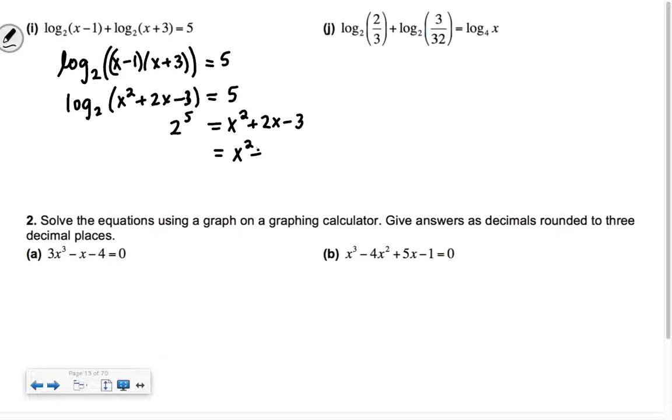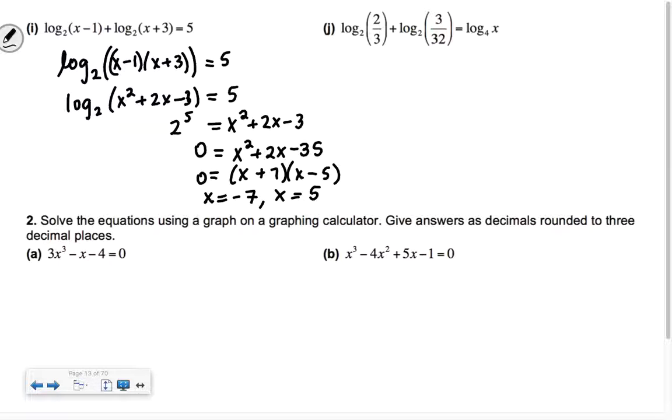So we have x squared plus 2x. What's 2 to the 5th? 32. So if I do negative 3 minus 32, negative 35. So we're there. You with me? I'm going speedily. Factor. We have 5 and 7. We need the plus with the 7 and the minus with the 5. So we have two answers. We have x equals negative 7, and we have x equals 5.